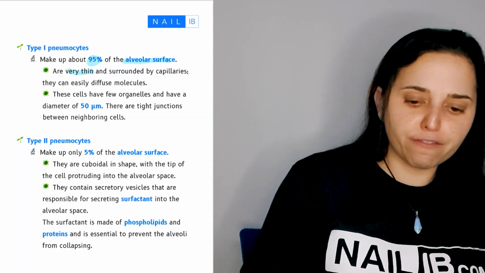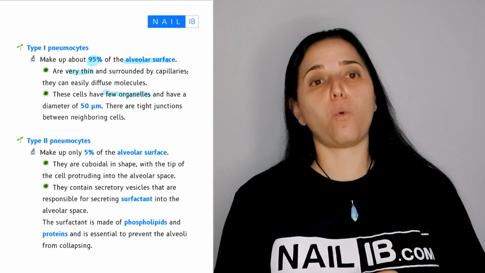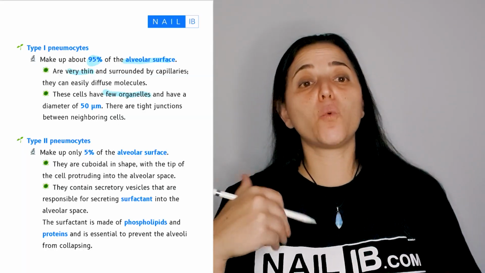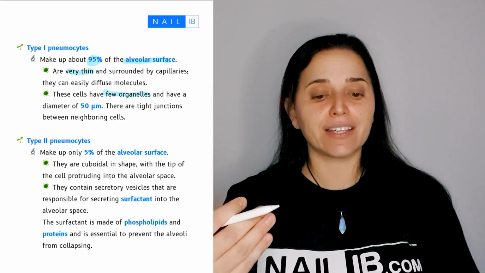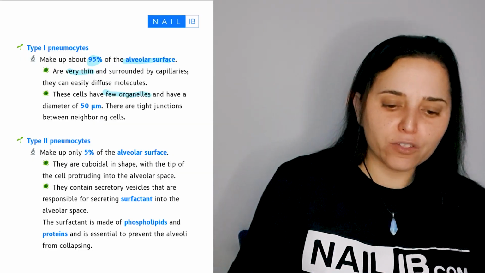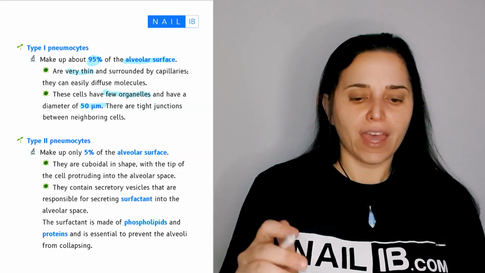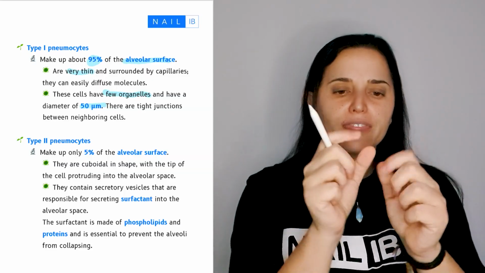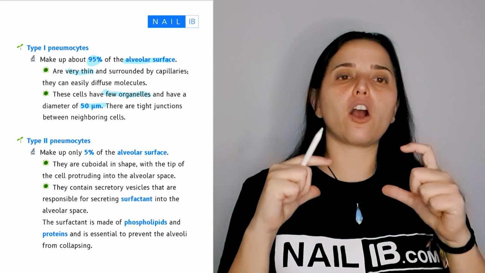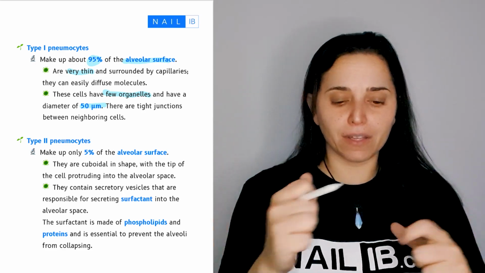They also have very few organelles inside the type 1. Why is that? Because you want to give that freedom of space to make the oxygen and CO2 move fast. And that way, they also have a diameter of 50 micro, and this keeps every single one of their cells tied to each other. And that gives a lot of space in order to make all this gas exchange happen.